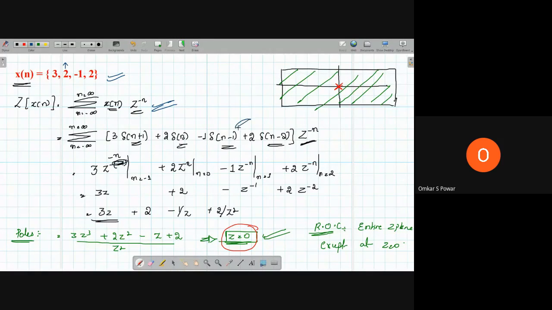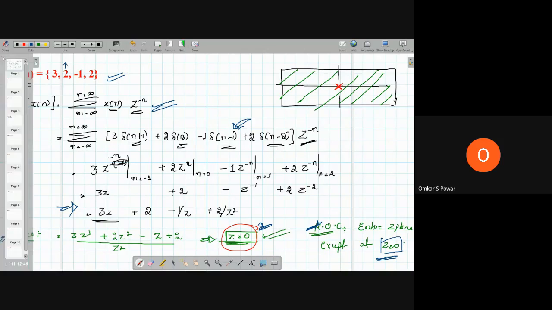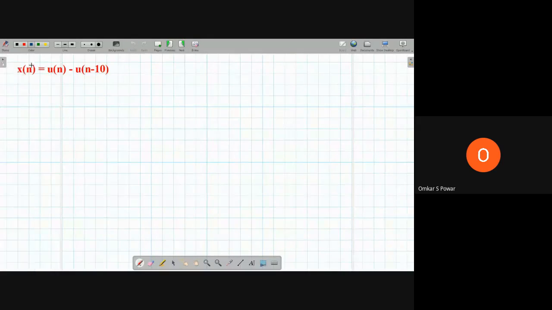Similar to the Z transform, we have to substitute this x of n and get the answer. Then what are the two extra steps here? To find the poles, equating the denominator equal to 0, we'll get the poles. And to get the ROC, here it is the entire Z plane except at z equal to 0. Okay, so let's move to the next problem.